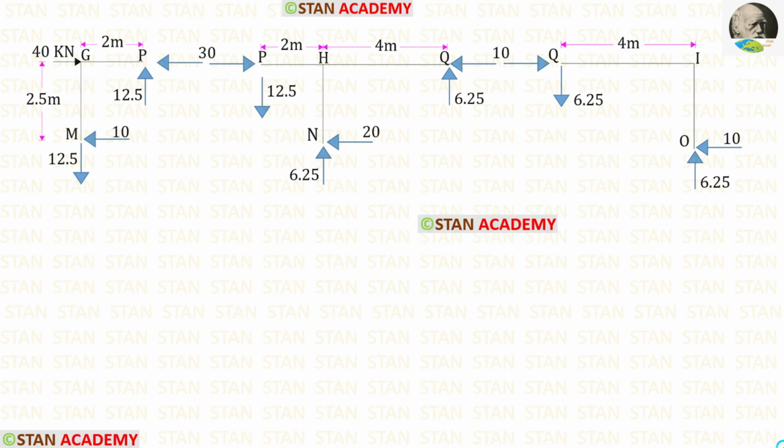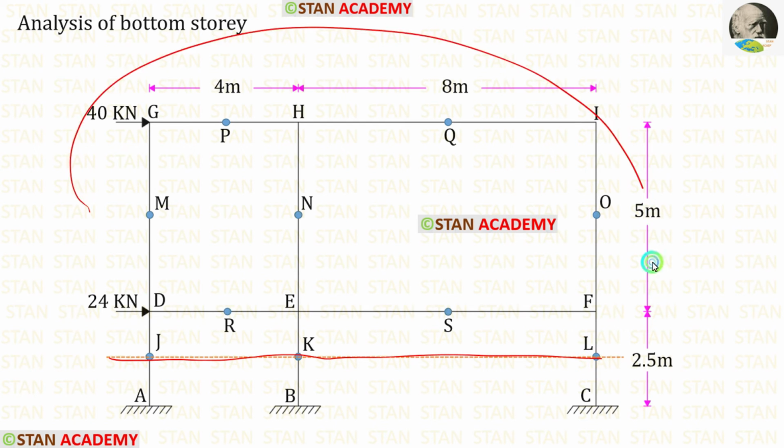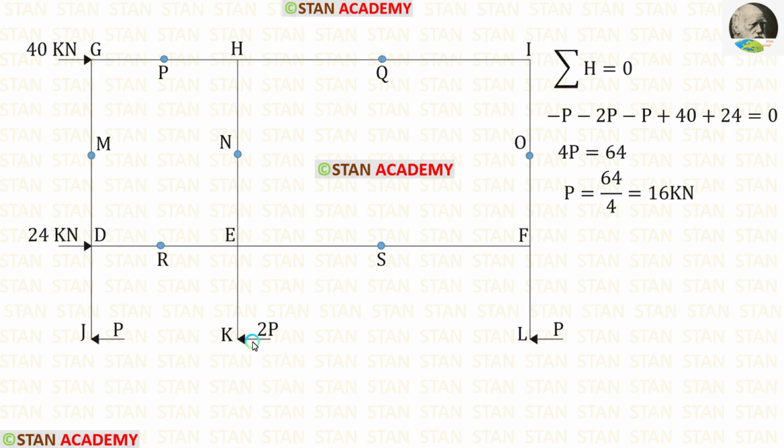In the top story, we have finished the analysis. Now we are going to start the analysis in the bottom story. Let us split the frame into two parts. From the center of the columns in the bottom story, let us take the upper part. We know that the interior columns will take 2 times the shear force than the exterior columns.